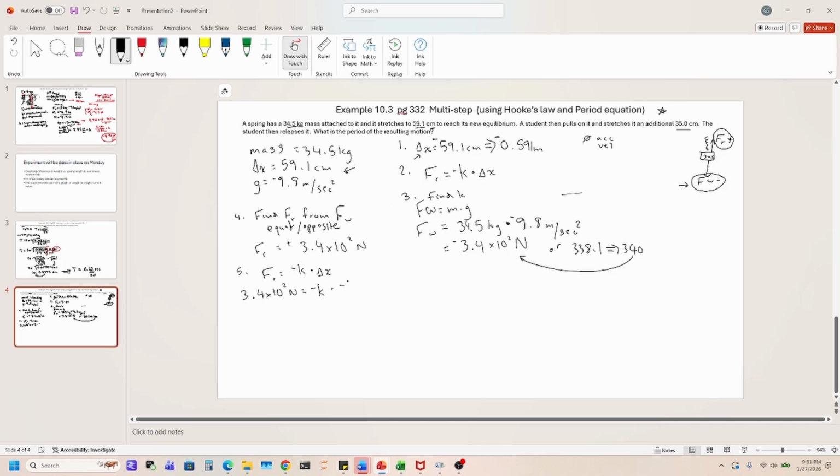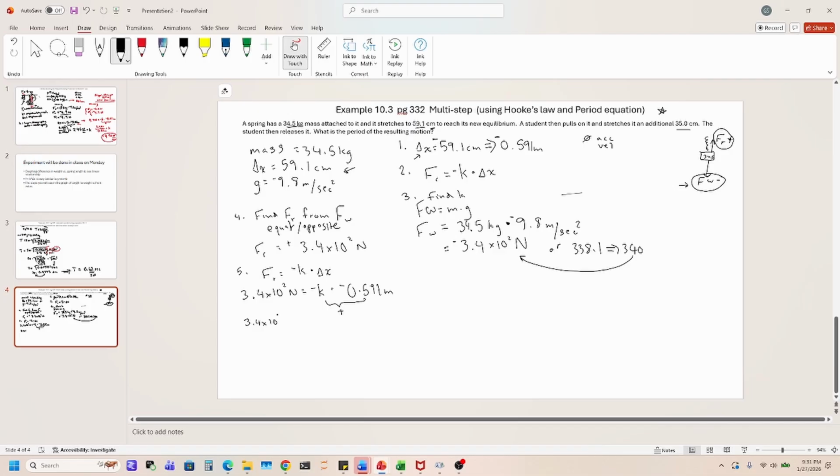So we've got negative 0.591 meters. Okay? So here, a negative times a negative is a positive. So that takes care of that side of the equation. That's neat and tidy. Now we can isolate the k.